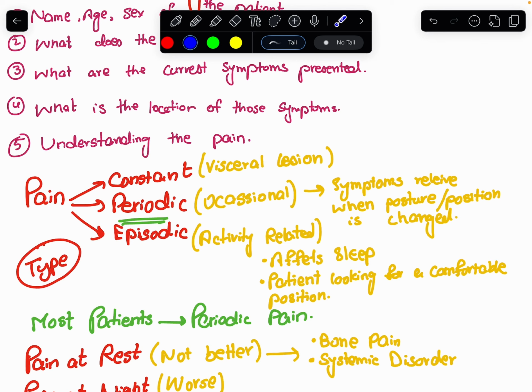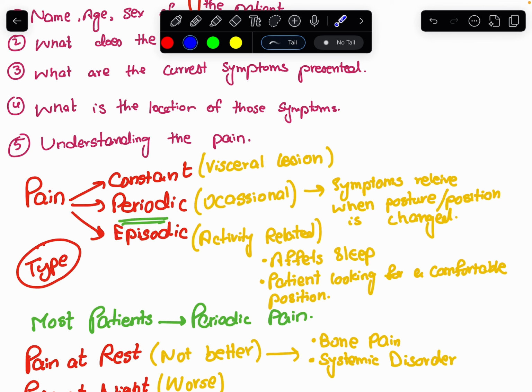Okay, so let's see. First, pain could be constant, it could be periodic, or it could be episodic. Now, what are these 3 types of pain? A constant pain is usually when the patient says that the pain is not stopping. He is consistently feeling that pain and is not having any kind of stop.